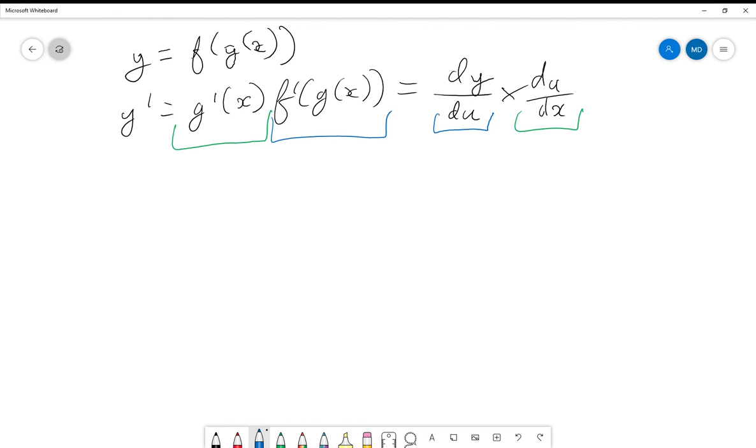If you're not sure about that, you may want to pause the video to take a couple of minutes to think that through and see why that makes sense. Maybe try an example to see if you can get it to work. But anyway, that is our chain rule.